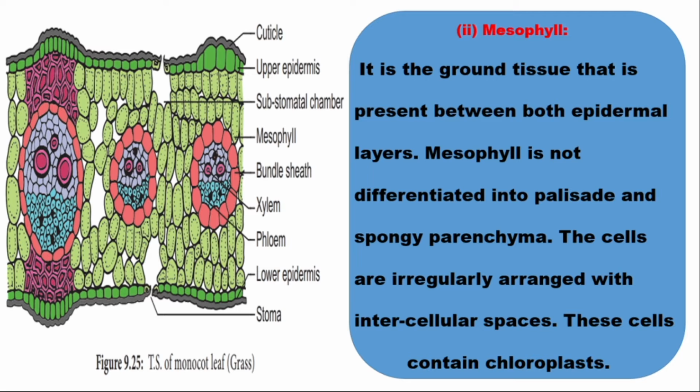The mesophyll cells have chloroplasts. The chloroplasts are present in the mesophyll cells. Here, the mesophyll is not differentiated into the palisade parenchyma cells and sponge parenchyma cells that are present in the dicot leaf. But in the monocot leaf, it is not differentiated. In the mesophyll, there are no palisade parenchyma cells and no sponge parenchyma cells.